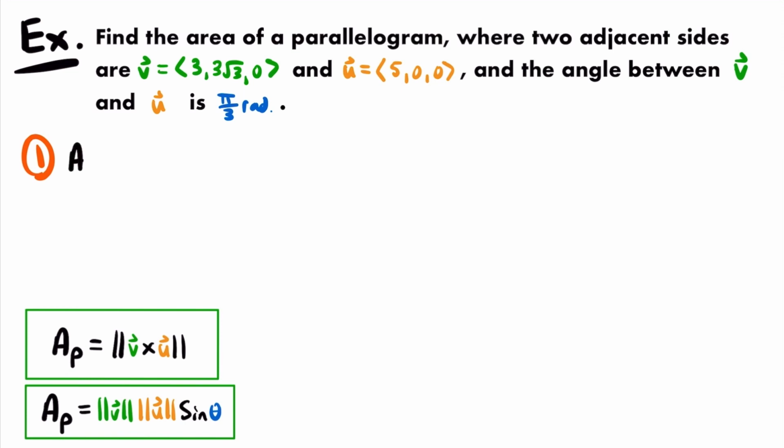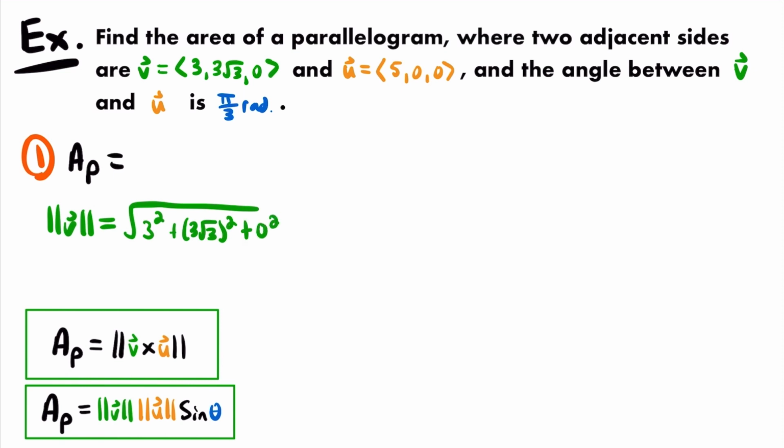And so in order to find the area of this parallelogram, we are going to need to calculate the magnitude of each of our given vectors. And so let's do that. The magnitude of vector v will be equal to the square root of the sum of its components squared. So we'll have 3 squared plus 3 square roots of 3 squared plus 0 squared.